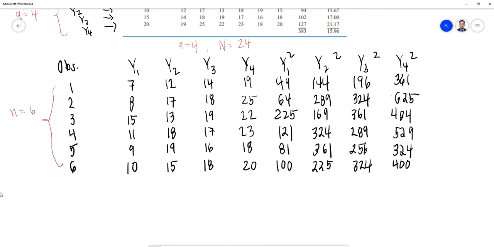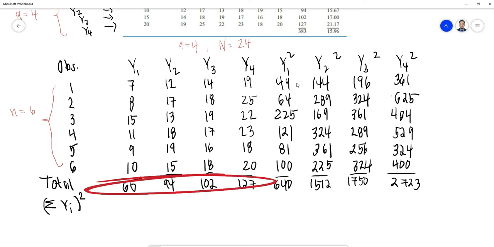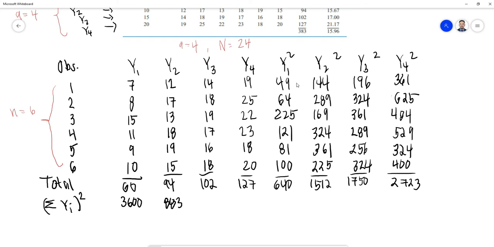Now we will get the total for each column, and then we will get the square of y sub i, which is the total. For example, 60 raised to 2 is 3,600, 94 raised to 2 is 8,836. For y sub 3, 102 raised to 2 is 10,404, and 127 raised to 2 is 16,129.